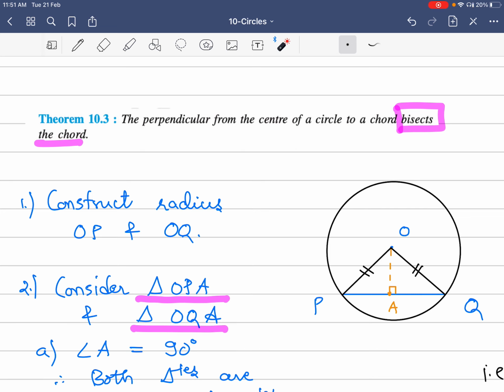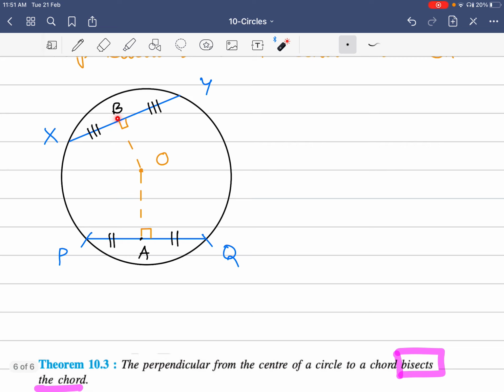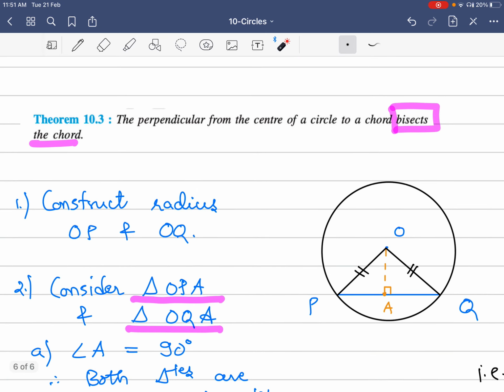So this theorem that we wanted to prove has been proven: the perpendicular from the center of the circle to a chord has bisected the chord. Once again, this chord could be anywhere. As we have seen, the chord could be here, so if you draw a perpendicular, this will also bisect the chord. It could be any chord, anywhere, and it will get bisected. So this was an interesting theorem about the perpendicular to a chord.